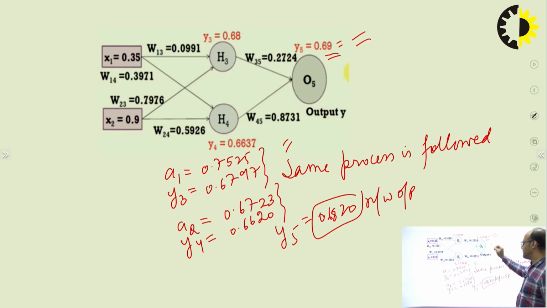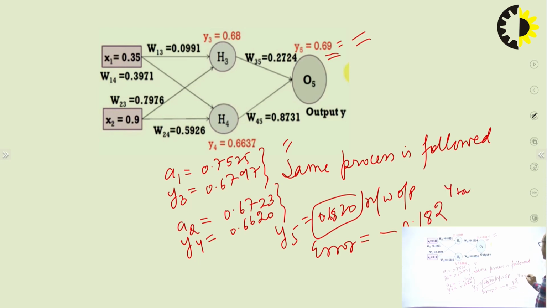If we are satisfied then it's okay. Otherwise we will again check the error. The error comes out to be minus 0.82. This error is computed as y target minus y5. If this is satisfactory then it's okay. Otherwise we will keep on iterating.